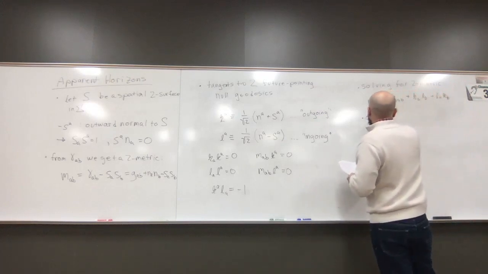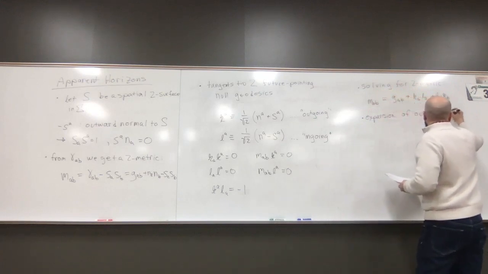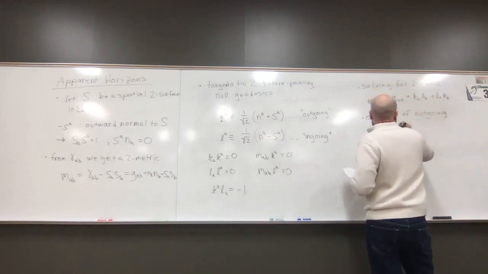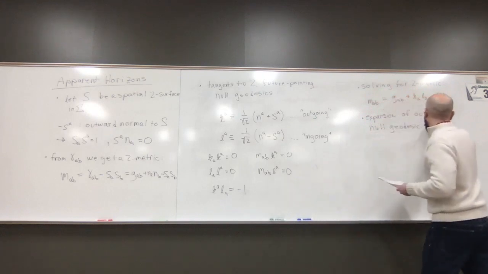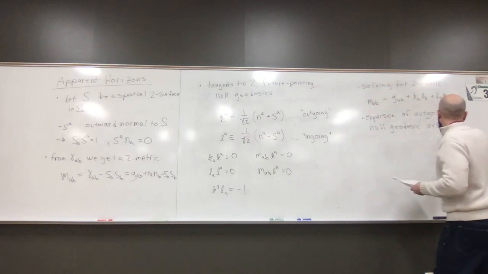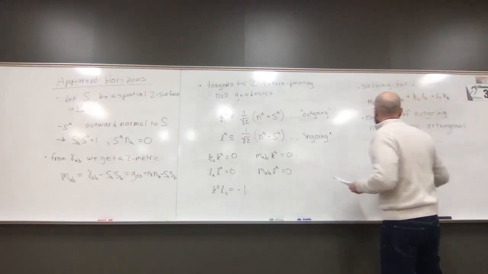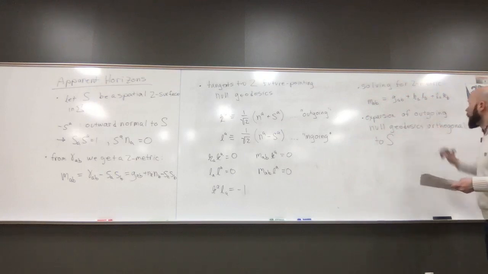So the expansion of outgoing null geodesics that are orthogonal to my surface, big S. That's an important aspect of these 2 tangent vectors. We're talking about null geodesics that are orthogonal to that surface, right? Moving away from it.